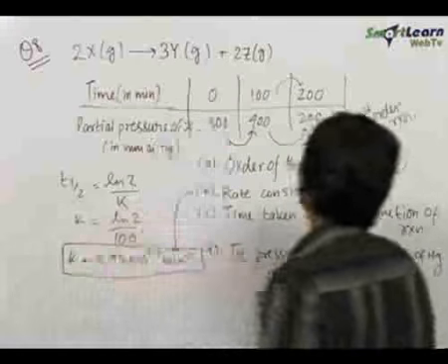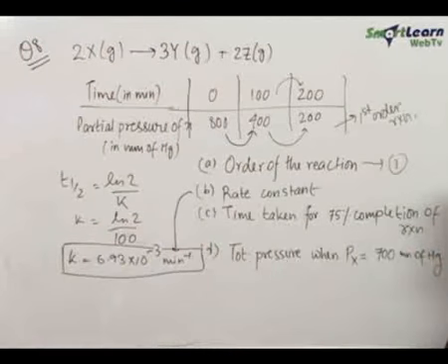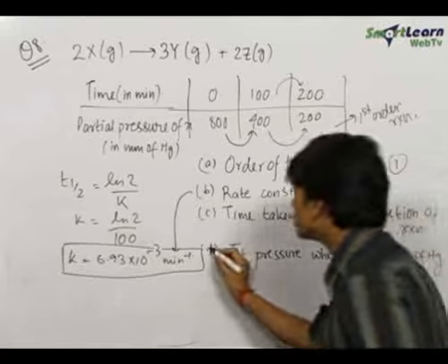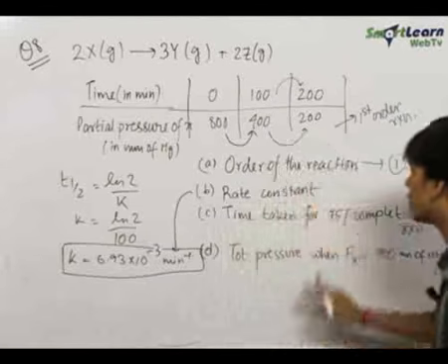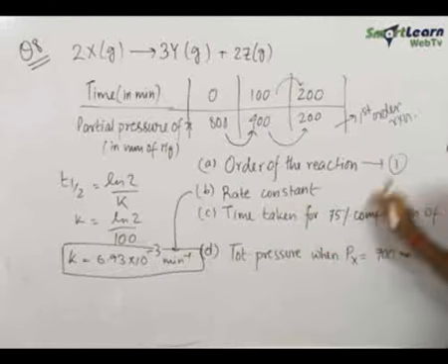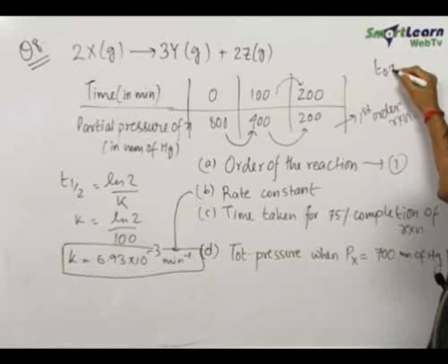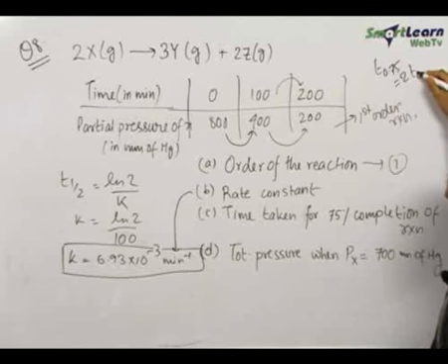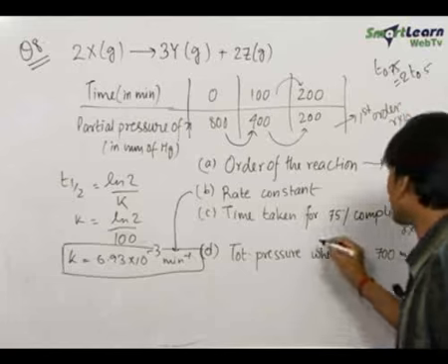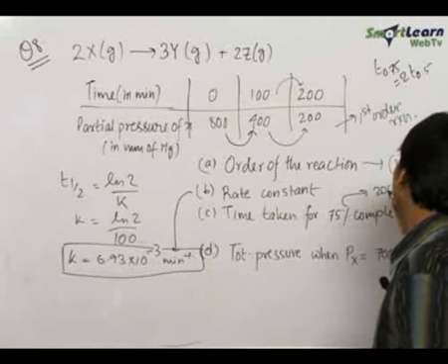Now, we need to find out the time taken for 75% completion of the reaction. Now, you can again use formula to solve the question in a lengthy manner, but you can do it directly, because we know that 75% completion means T is 0.75 and this is equal to 2 times T of 0.5 for a first order reaction, that is equal to 2 times T half. Therefore, this is equal to 200 minutes.